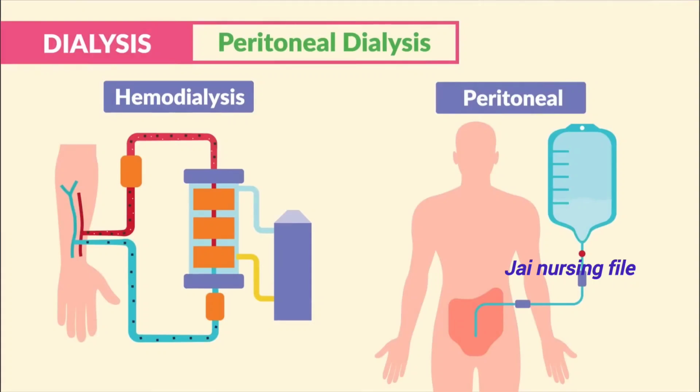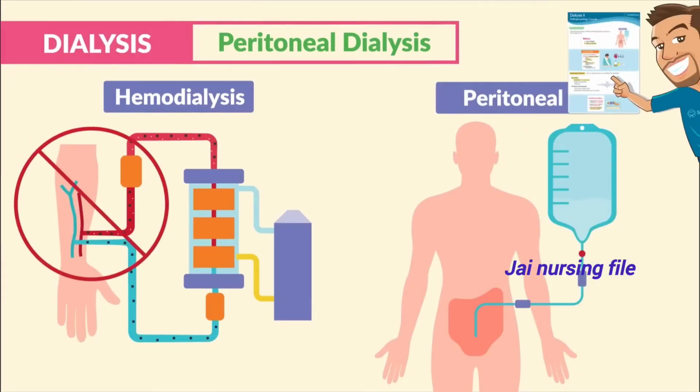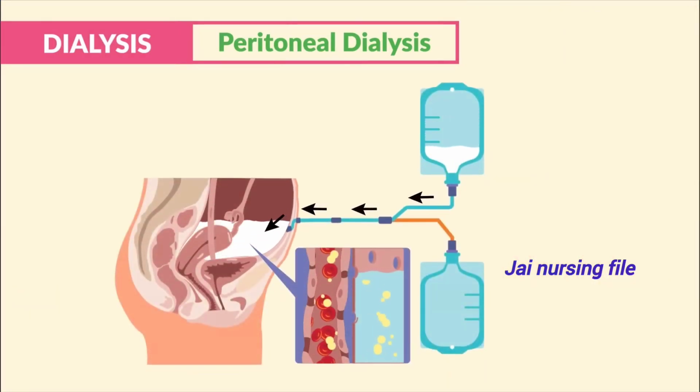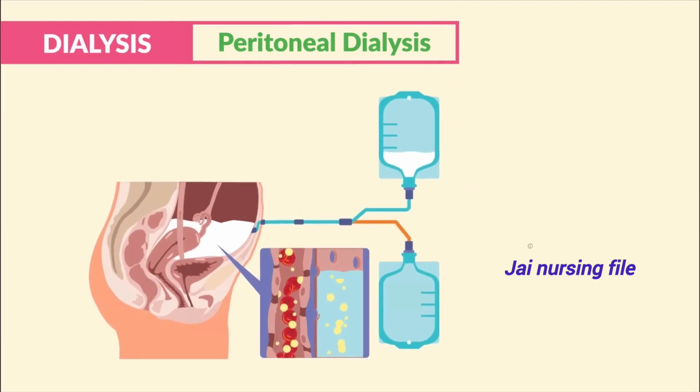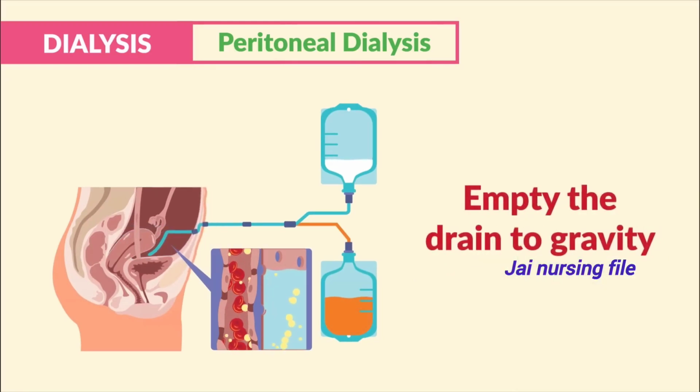Now switching gears to peritoneal dialysis. This is very different than hemodialysis in that there's no shunt in the arm. Instead, the peritoneal cavity is filled up with hypertonic solution to pull out solutes. We allow the fluid to sit in the body for about 30 minutes. This is called the dwell phase. And then we empty the drain to gravity.